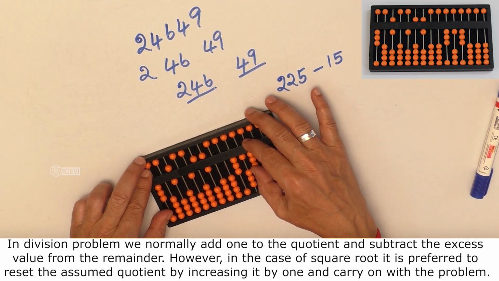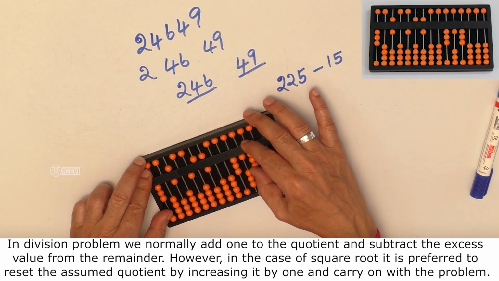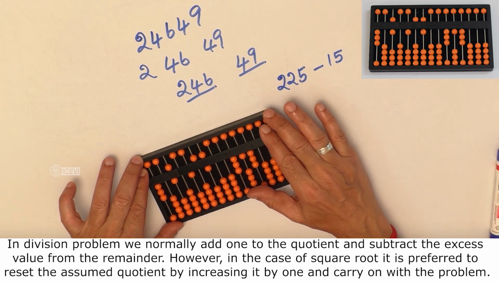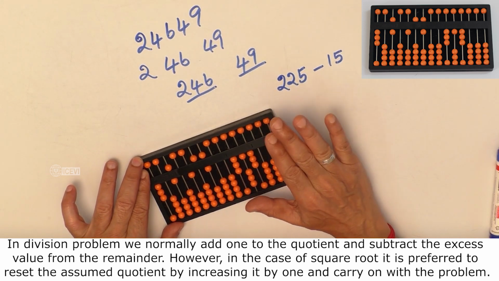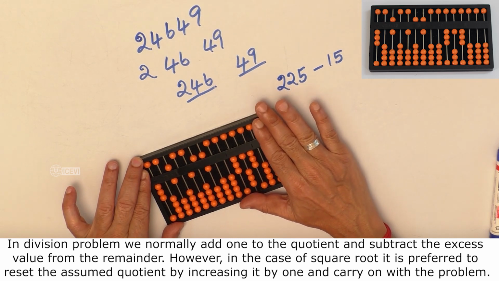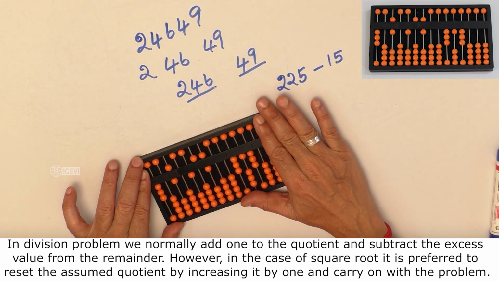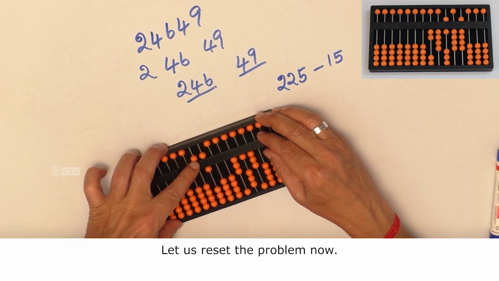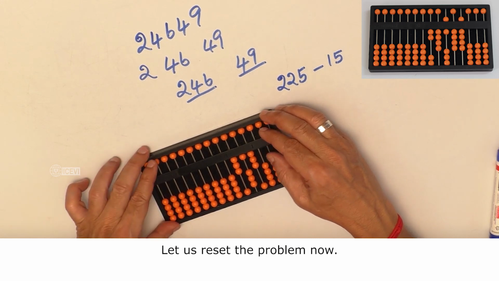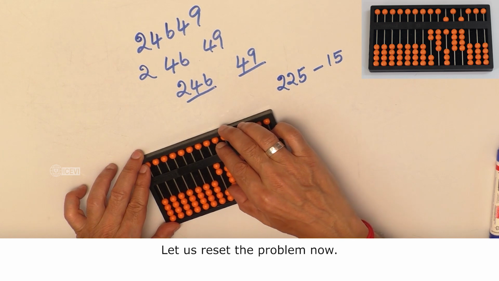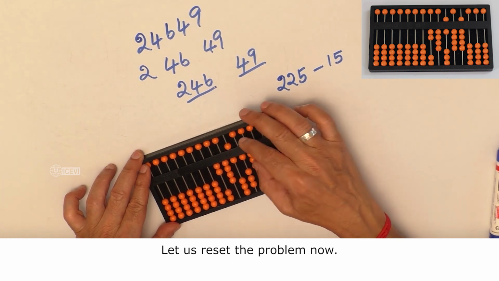In a division problem, we normally add 1 to the quotient and subtract the excess value from the remainder. However, in the case of square root, it is preferred to reset the assumed quotient by increasing it by 1 and carry on with the problem. Let us reset the problem now. That means you have to reset the number 24,649.